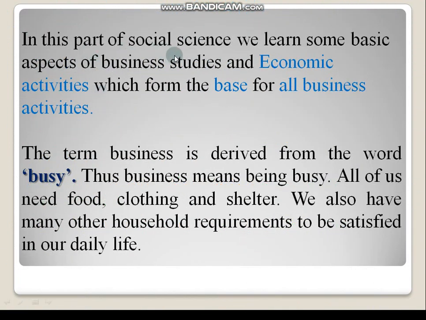Business studies is a part of social science, and we are going to learn some basic aspects of business studies.